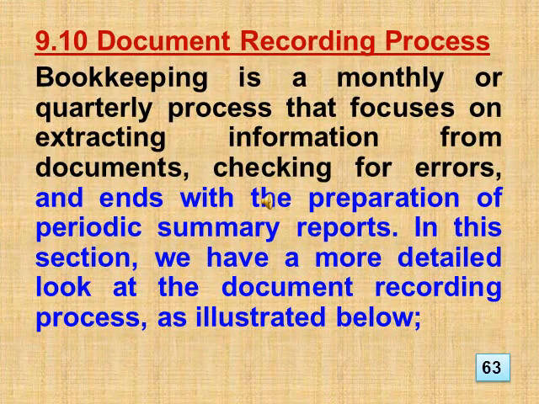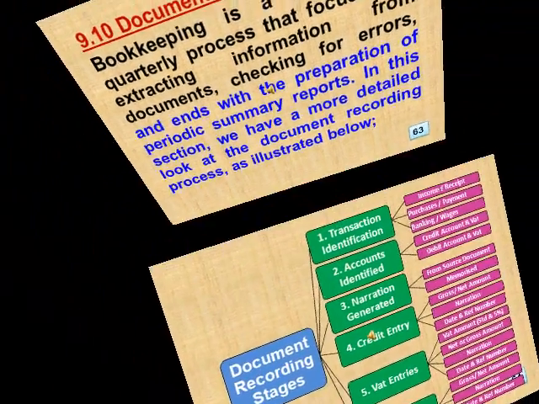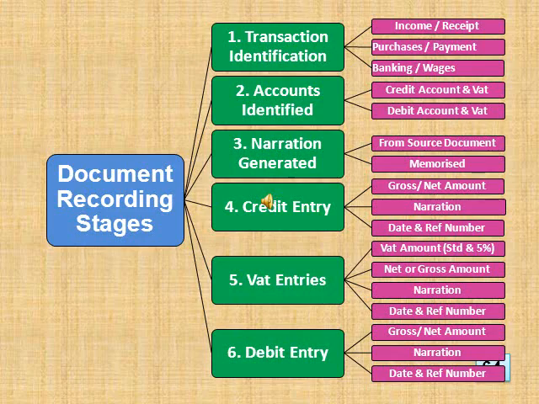Section 9.10. Document Recording Process. Bookkeeping is a monthly or quarterly process that focuses on extracting information from documents, checking for errors, and ends with the preparation of periodic summary reports. In this section, we have a more detailed look at the document recording process, as illustrated below. You can pause to see an illustration of the document recording stages.